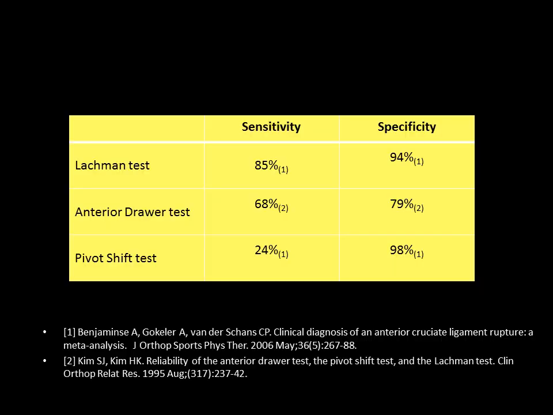According to these two classic papers, Lachman test, anterior drawer test, and pivot shift test are clinically proved tests for ACL deficient knee, and among these, Lachman is more sensitive and specific test for ACL injury.